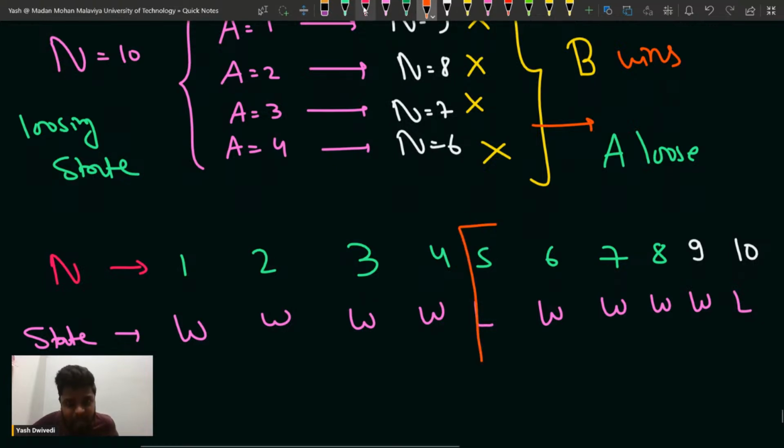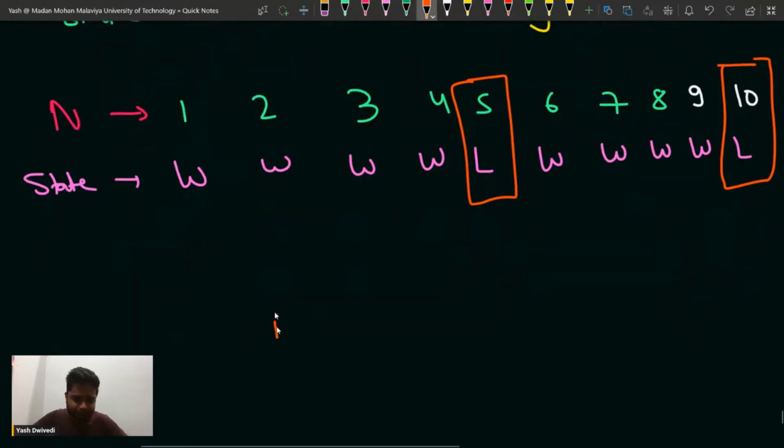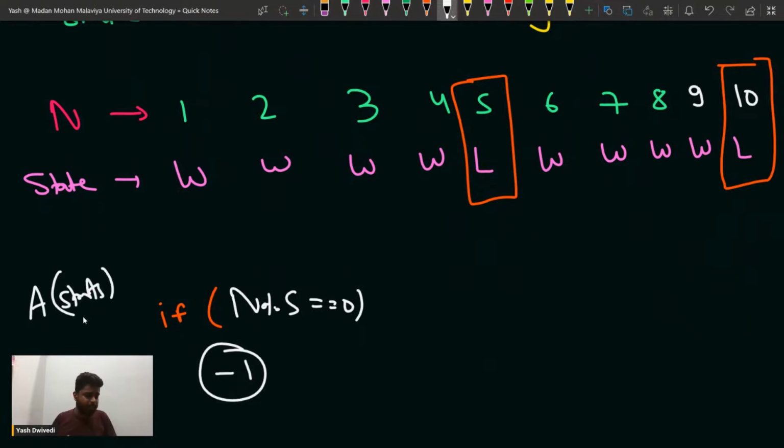Whenever the n value is divisible by 5, the player who starts with that particular value is going to lose. If the n value is a multiple of 5, then the player is going to lose. So whenever A starts with a value where n modulo 5 is equal to 0, A will lose. So I will write -1 here. Is that clear? Because A always starts the game, if A gets an n value which is a multiple of 5, then A is going to lose.